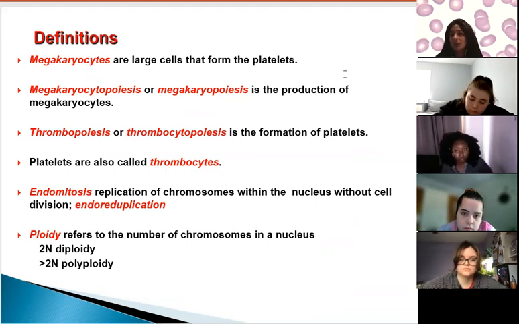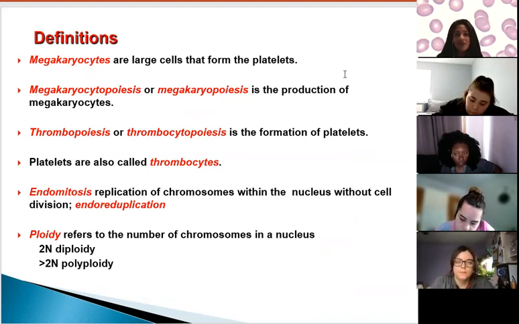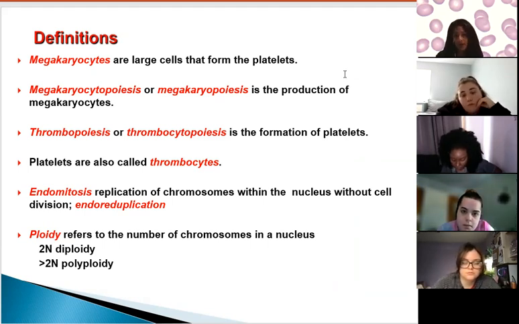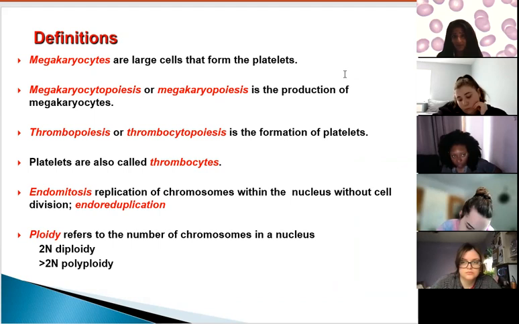Megakaryocytopoiesis and megakaryopoiesis are the same thing. You can say it either way, okay? It's the production of megakaryocytes. Thrombopoiesis and thrombocytopoiesis are the same term. You can use them the same way, and that is the formation of platelets. Every time you think of thrombo, think of platelets, okay? Platelets are sometimes called thrombocytes, but the common name is platelets, so that's how we refer to them for the most part.